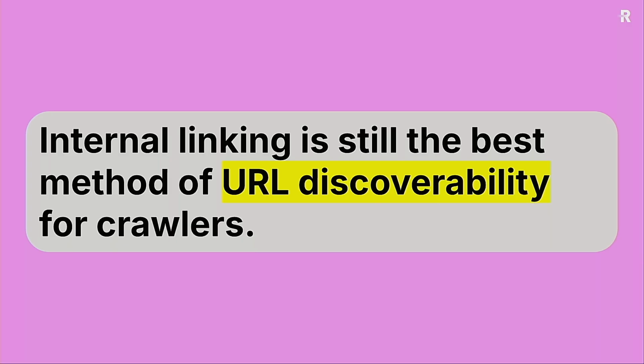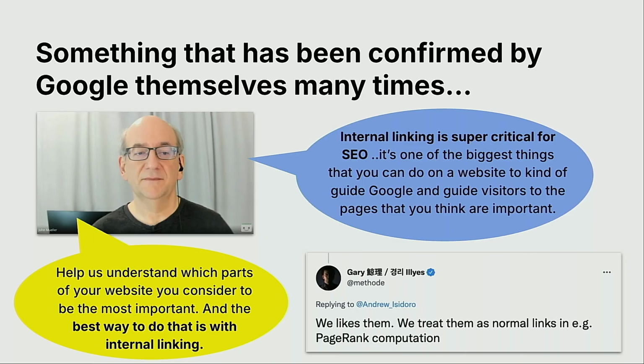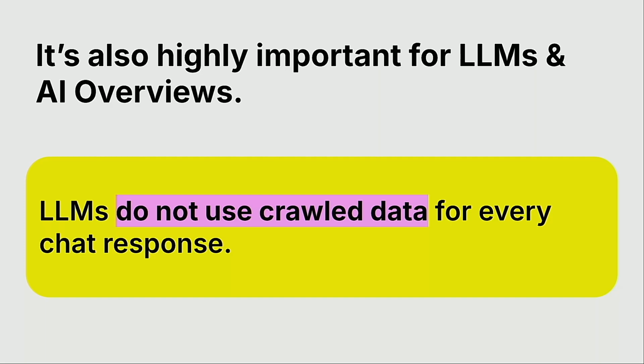So poor linking definitely leads to discoverability issues. And this is because internal linking is still the single biggest and best method of URL discoverability for crawlers. This is something that hasn't changed for a number of years and probably won't change. And it's something that Google themselves have confirmed many times. If anyone is familiar with John Mueller, he has said this many, many times in his search hangouts. But it's also really, really important for LLMs and AI overviews.